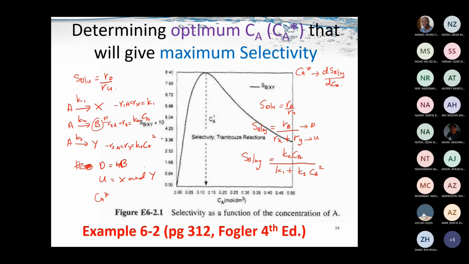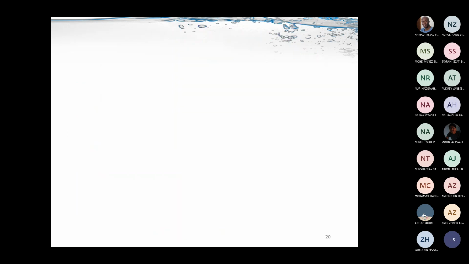Okay, so how do you differentiate? You have to recall, this is actually calculus. When you have a fraction, you have to split it. Let me rewrite it. S, B, K, X, Y. This is X, Y. Okay, it is equal to K2 CA over K1 plus K3 CA squared. That means you want to differentiate DSB over XY, differentiate it in terms of K2 CA over K1 plus K3 CA squared.